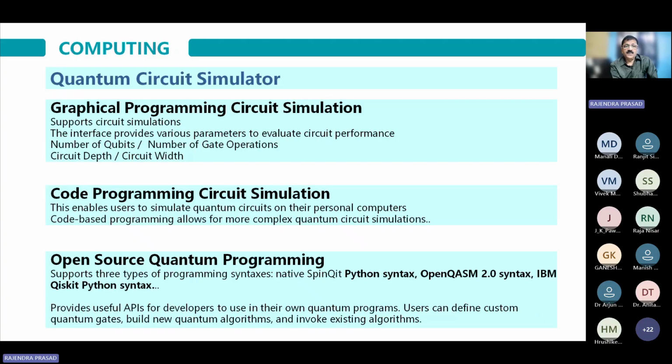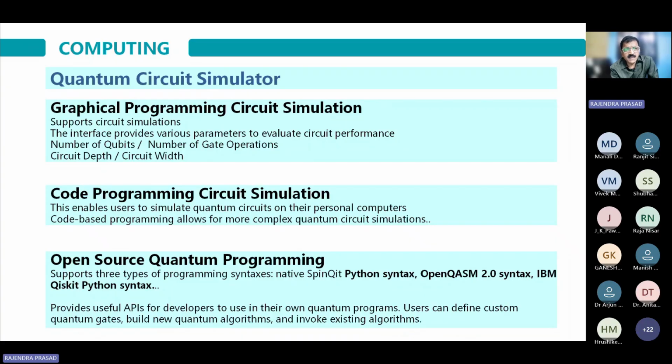You can select the number of qubits, the number of gate operations, circuit depth and width, etc. In this case, we are not limited by the coherence or decoherence time. We can do and understand. But later on, you have to look for that also and try to implement within these microseconds.